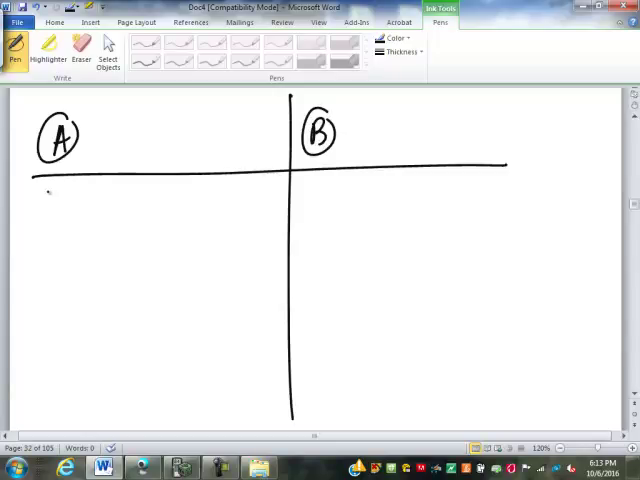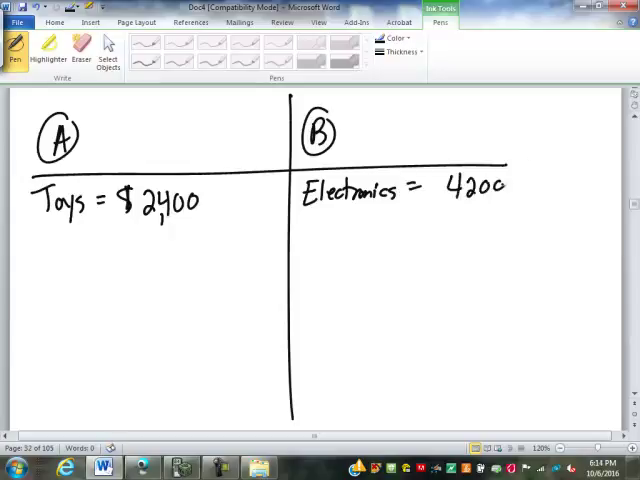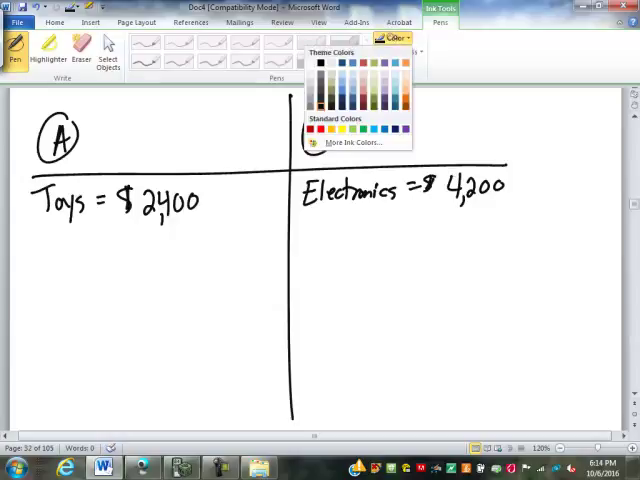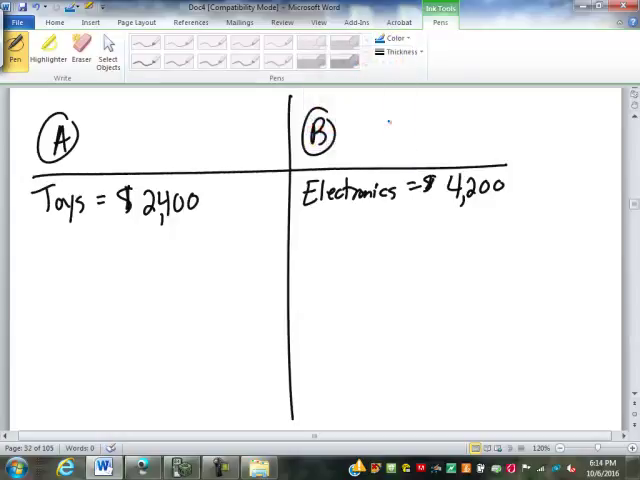Person A works in toys and sells $2,400 worth of merchandise. Person B works in electronics, and that week sells $4,200 in merchandise. So it looks like person A is out the door, right? No. We need to compare them to the other people in that department, in that group.